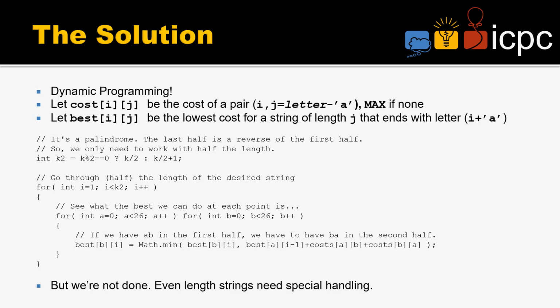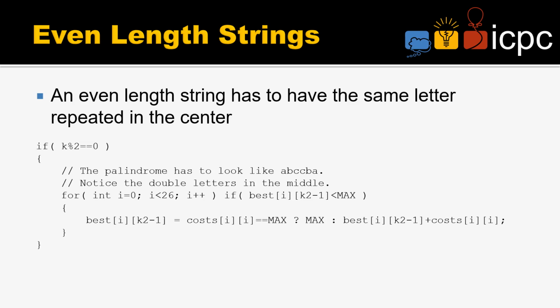But if the string is of even length, there's a special case that we've got to take care of. If the string is of even length, then it has to have the same letter repeated in the middle. Now, if we've gone through what we went through before, we've already handled AB, BC, CB, and BA, but we have to have this duplicated letter CC in the middle. So we've got to look for that, and that's why that simple solution won't work. You could have a very cheap AB and a very cheap BA, but if you don't have AA or BB in your rune set, you cannot use them in an even length palindrome.